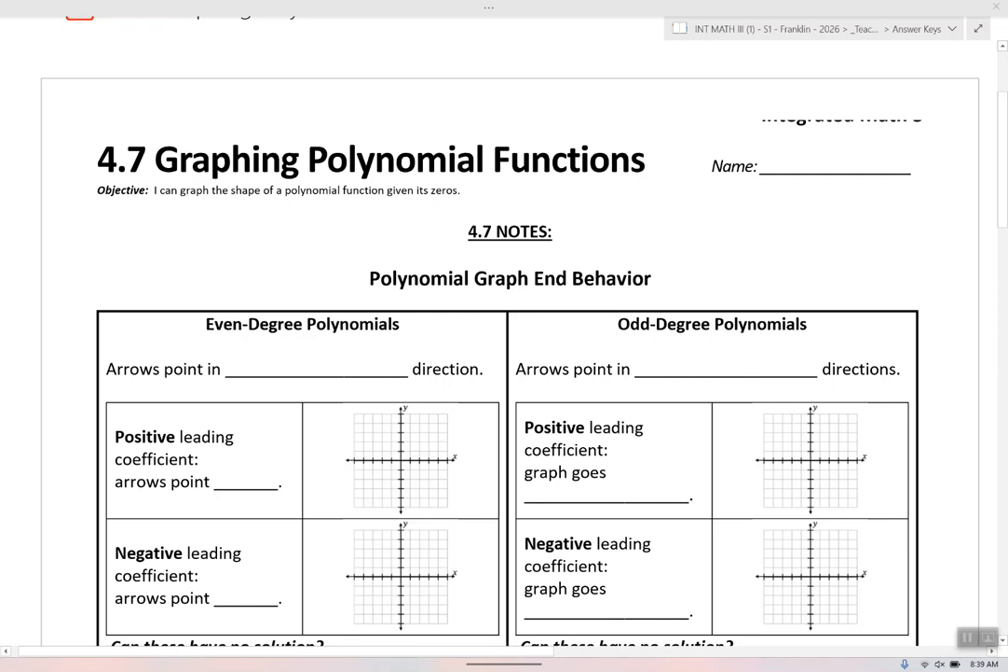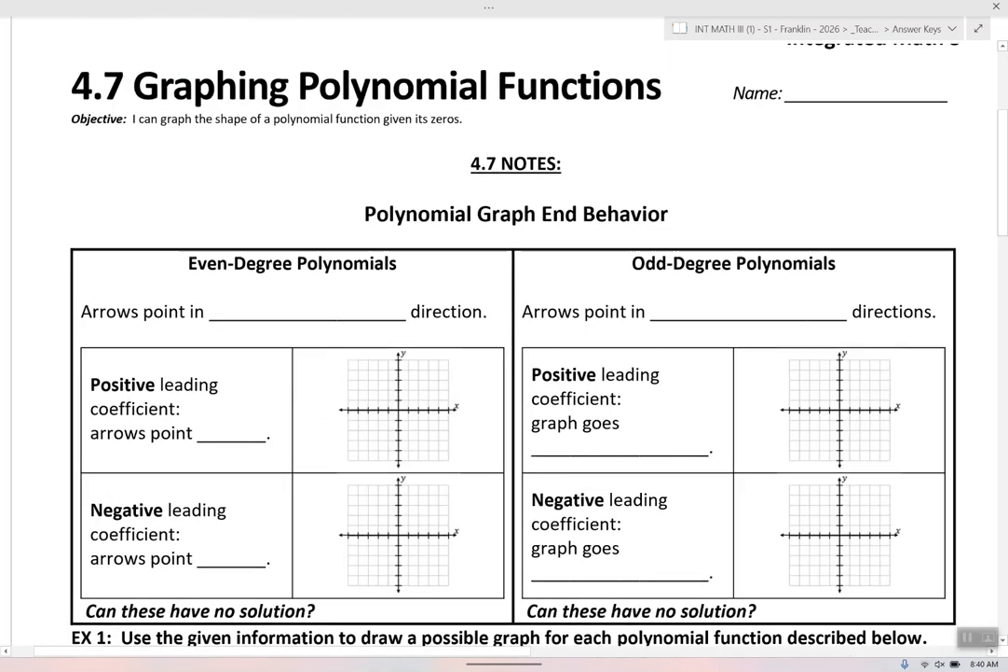Let's take a look at graphing polynomial functions. So our goal today for these notes is to be able to graph the general shape of a polynomial given some information. We're not going to do anything exact here, but we're going to get the basic shape and determine the end behavior of a polynomial when it's graphed.